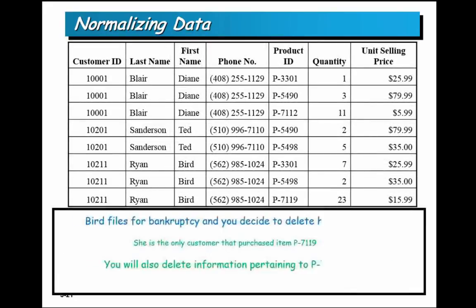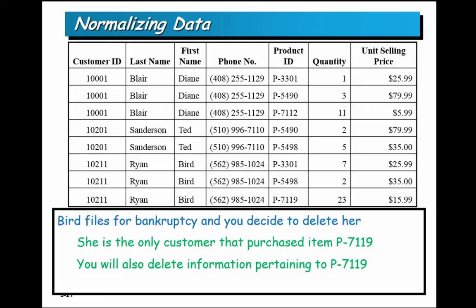This is my favorite. Okay. Bird Ryan. I just love her name. Bird. I assume it's her. Bird Ryan files for bankruptcy, and you want to delete her. What happens if you delete Bird? You delete the products and look at it. You're okay here because you've also sold that one to Diane Blair. This one, you're okay because you've also sold that one to Ted Sanderson at the same price too. This one, you haven't sold to anybody else.